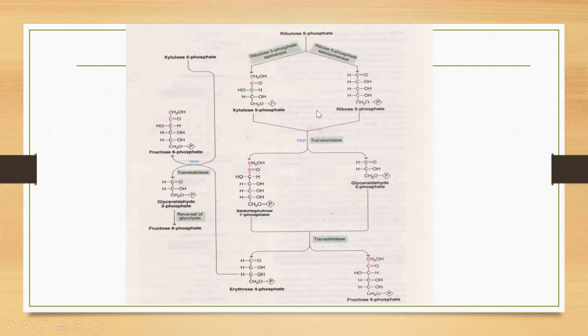So transaldolase and transketolase enzymes are important here, and these 2 enzymes work in the presence of the coenzyme thiamine pyrophosphate, TPP. Okay, the transketolase enzyme works in the presence of the coenzyme thiamine pyrophosphate. So when the transaldolase and transketolase enzymes act, we get the interconversion of these monosaccharides, as you can see. Okay, from pseudoheptulose 7-phosphate, we get the formation of fructose 6-phosphate and erythrose 4-phosphate.